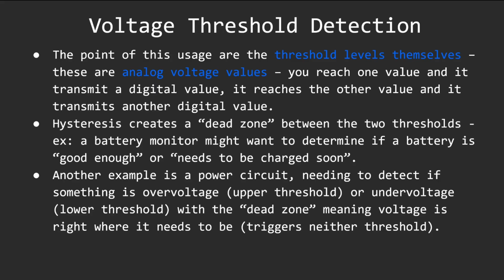Hysteresis creates a dead zone between these two thresholds. For example, you might have a battery monitor that might determine if a battery is good enough. This could be one level, or it needs to be charged again. This could be another level. Another example might be a power circuit, needing to detect if something is over voltage, it's reached an upper threshold, or it's under voltage, a lower threshold, and the dead zone, meaning that the voltage is right where it needs to be and it triggers neither threshold.